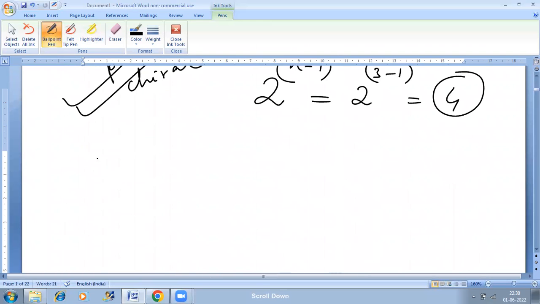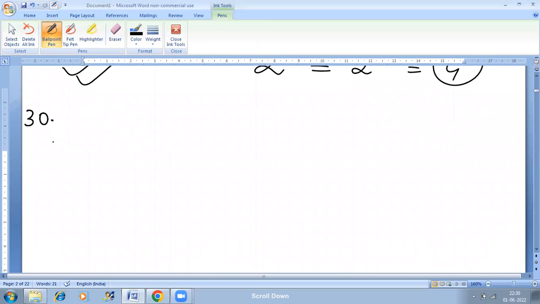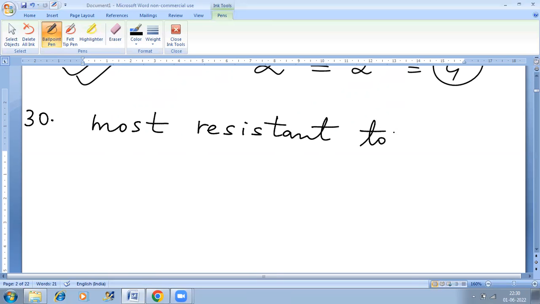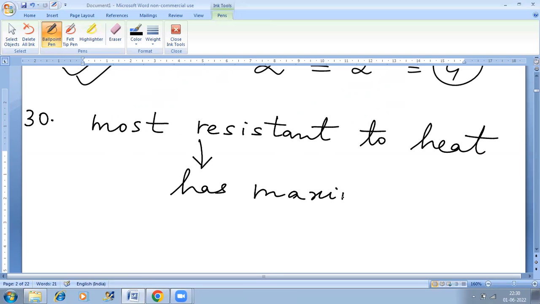30th question. Which of the following compounds decomposes at highest temperature? Now, there is another way of seeing the same thing. If I ask you which compound is most resistant to heat, which means has maximum thermal stability.